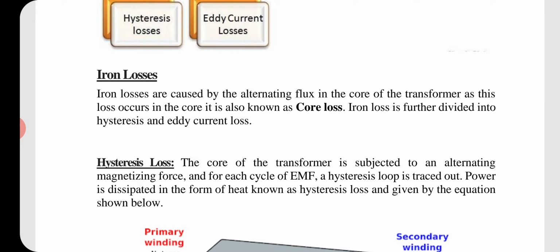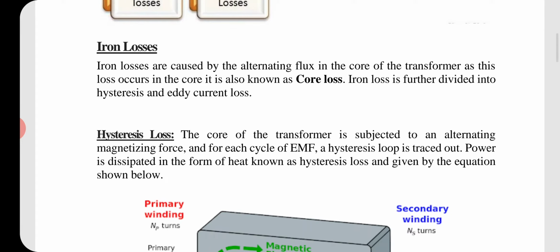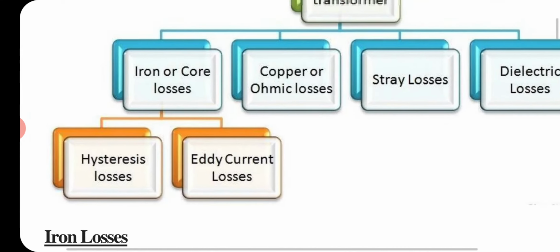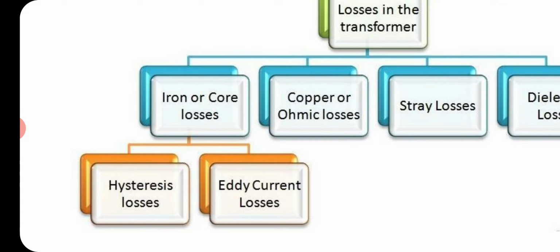Iron losses are caused by alternating flux in the core of the transformer. As this loss occurs in the core, it is also known as the core loss. The iron loss is further divided into hysteresis and eddy current loss. So the iron loss is actually the result of alternating flux in the core.